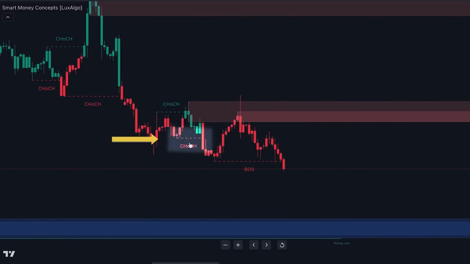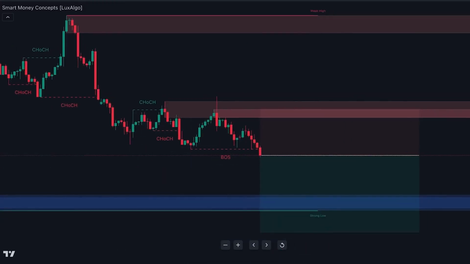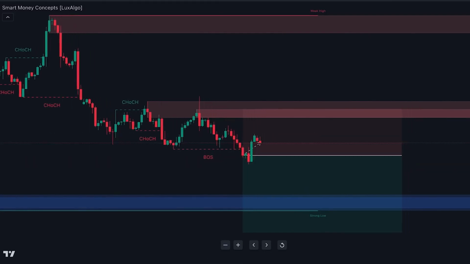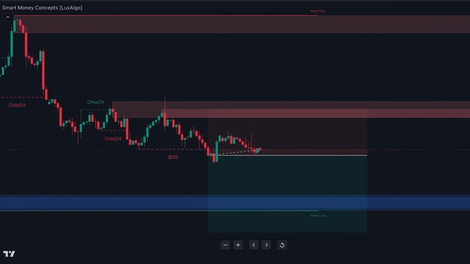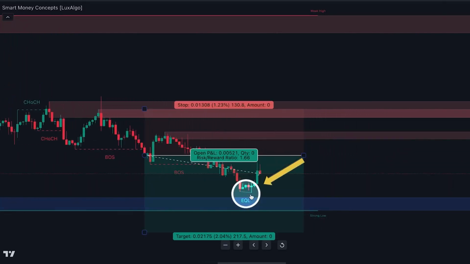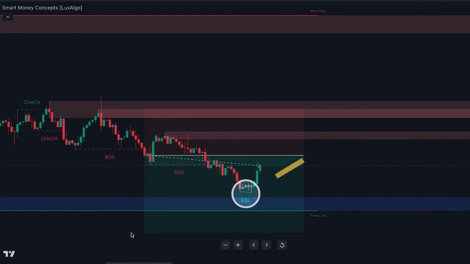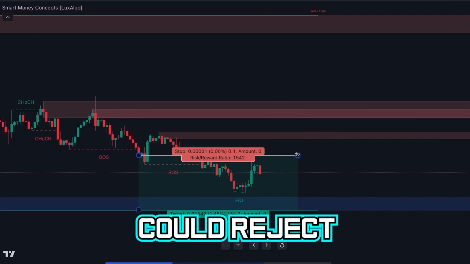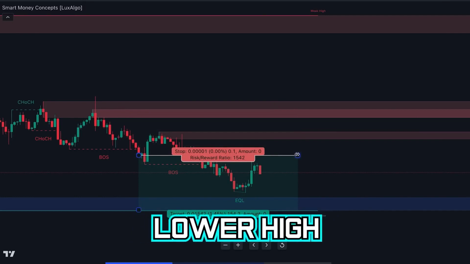Here we can see we've had a change of character, then a bearish BOS. Now let's assume you take an entry, and as price moves in your direction you adjust your stops to the lower highs in the downtrend or higher lows in an uptrend. But as price moves in your direction, you notice an equal low being formed. You might want to tighten your stops, as what could happen is after this equal low price could reject, break the previous lower high and plot a bullish change of character.